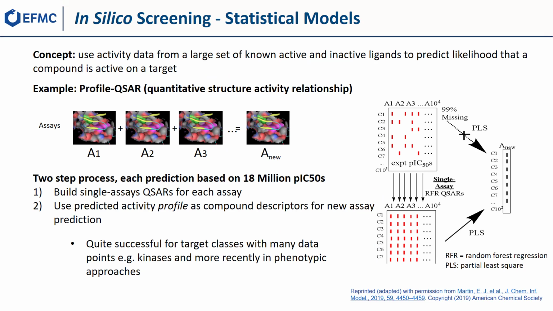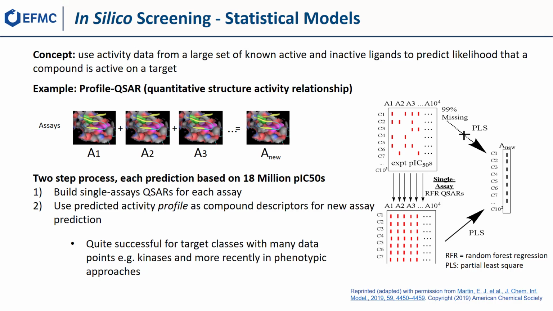The last approach for in silico screening is using statistical models. Here we use the activity data from a large set of known active and inactive ligands to predict the likelihood that a compound is active on a target. A good way to explain this is to look at an example. Here, the example is called Profile QSAR, for Quantitative Structure Activity Relationship.